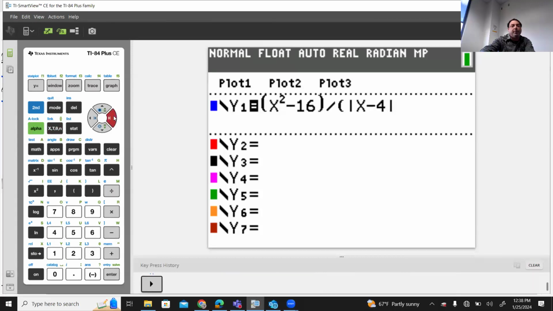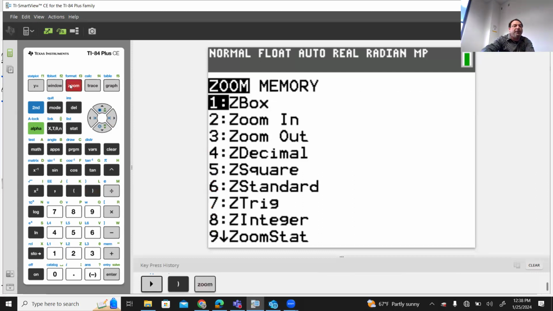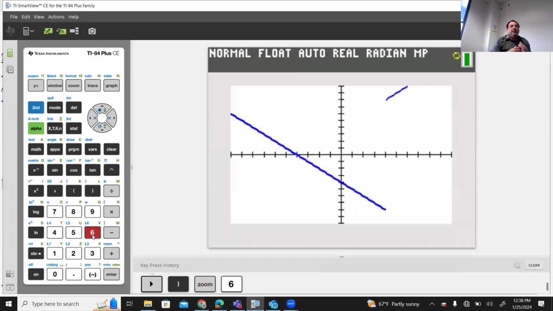Then on the outside, I'm going to put a parenthesis. If yours has absolute value parenthesis, you have to close the parenthesis and then close the parenthesis again, but make sure that x minus 4 is in the parenthesis. Then you can do zoom 6, or if you still have zoom 6, there's your graph.